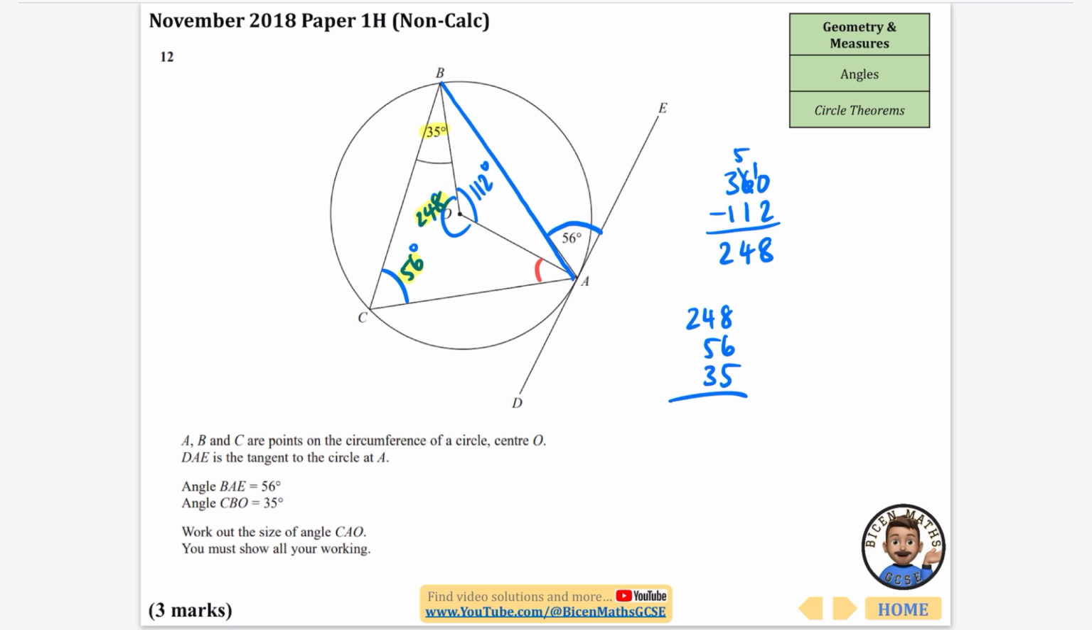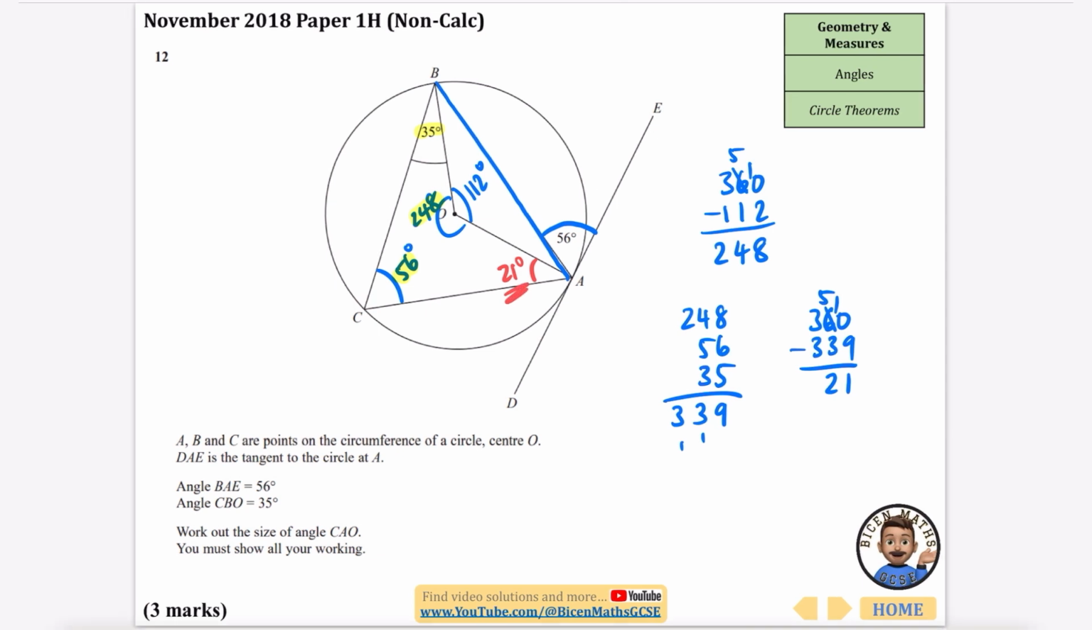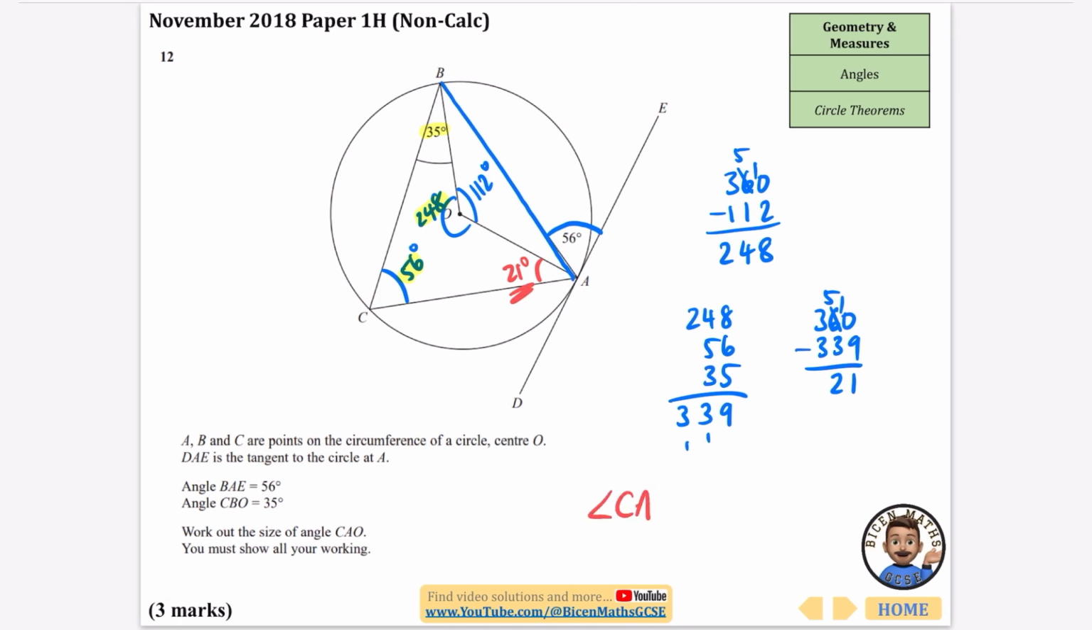So 8 plus 6 is 14, plus the 5 is 19. 4 plus 5 is 9, plus the 3 is 12, plus that is 13. And then the 2 plus the 1 is 3, so 339. So I'll do 360 minus 339. I could do this borrowing method, but it's going to be pretty obvious what the answer is. It is 21 degrees. They would even accept the answer if it was drawn on the diagram, but I'm going to write it down at the bottom that angle CAO is equal to 21 degrees.